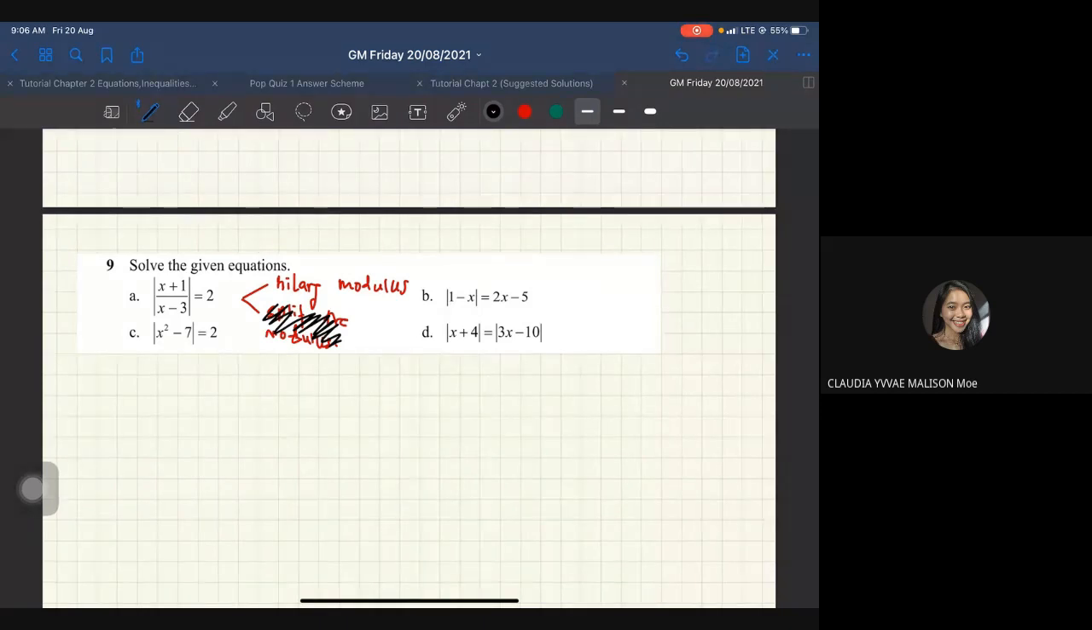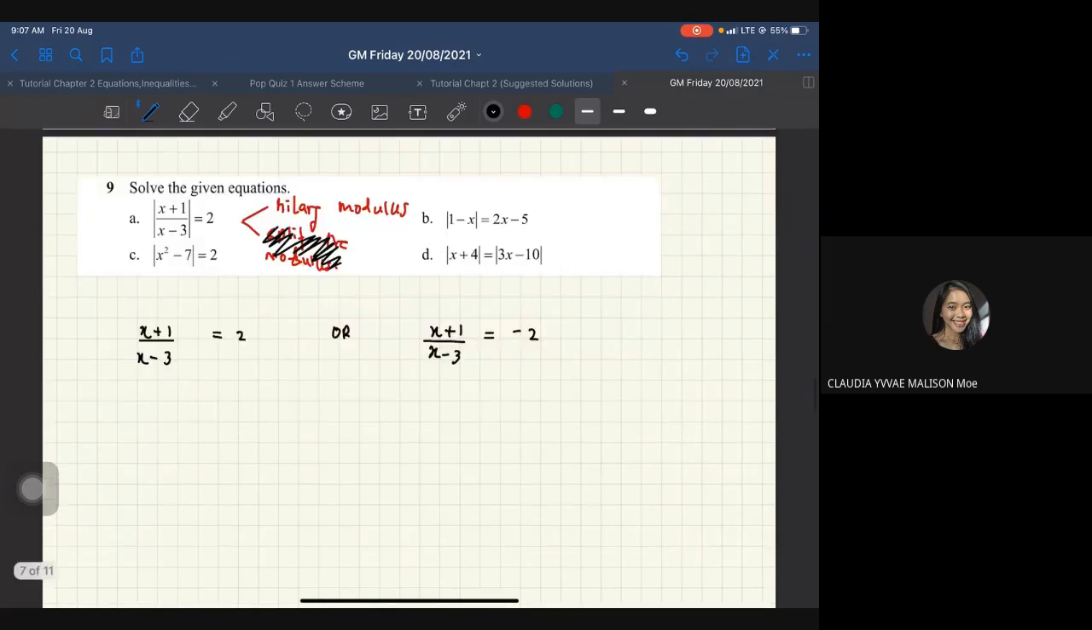So kita akan dapat 2. First awak ada X plus 1, copy back whatever is in the modulus, over X minus 3 equal to 2. This one adalah yang positif. Ataupun lagi satu, we have X plus 1 over X minus 3 is equal to negative 2. Jangan lupa letak negatif. Satu nombor yang positif, satu nombor yang negatif. So kita akan solvekan dia one by one. Solvekan yang belah kiri dulu.